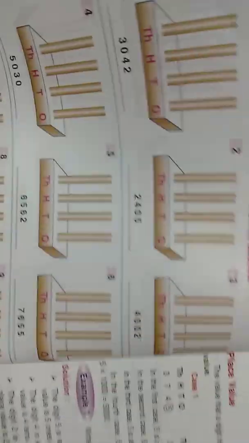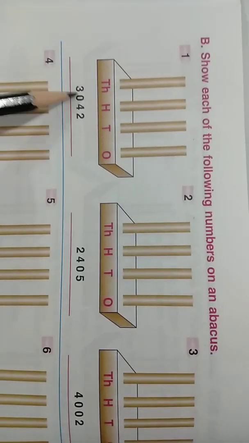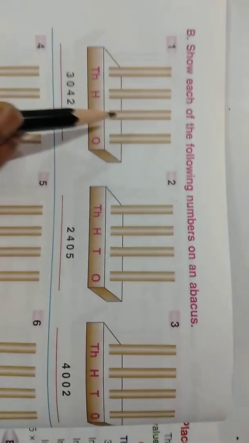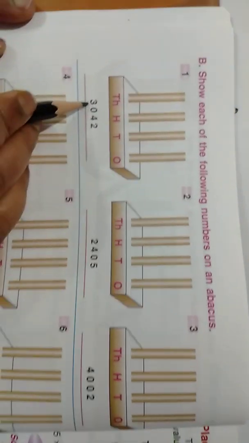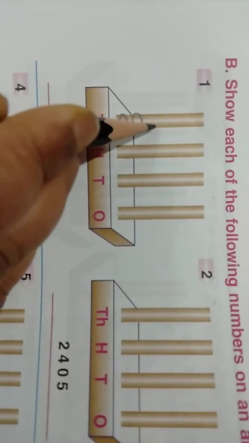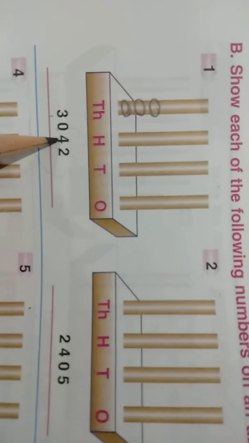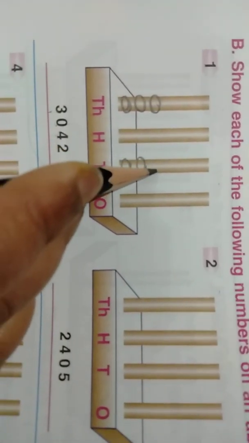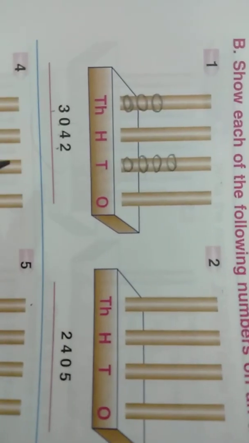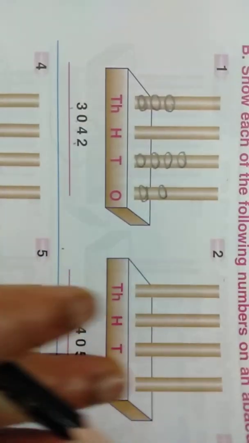Now what do we have to do? We have to make our rings, just opposite of what we were doing earlier. Okay. So each of the following numbers on an abacus. So numbers are given. We have to draw the rings. Let's do question number 1. What is the 1000 place? 3. So how many rings are we going to make? 1, 2, 3. 100? 0. No rings. Okay. 10? 4. 1, 2, 3, 4. How many rings in ones? 2. 1, 2. So you only have to draw the rings.